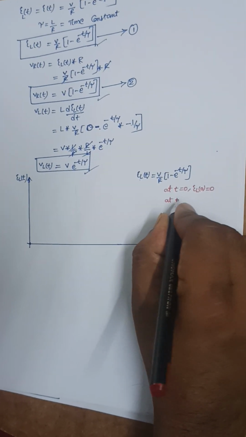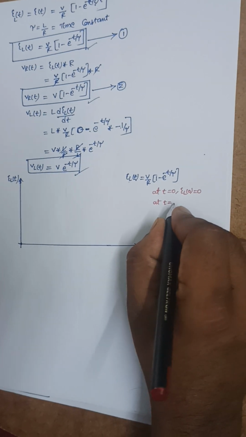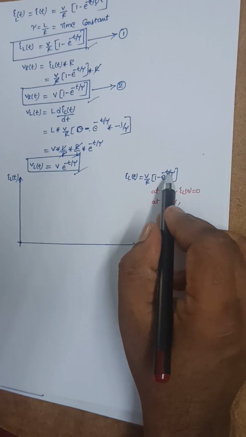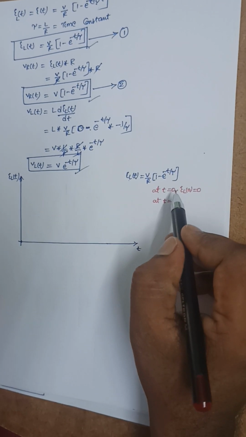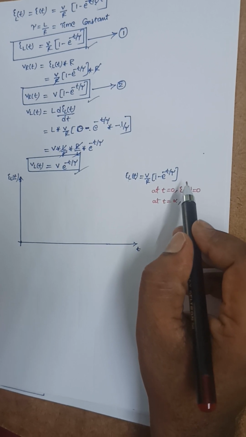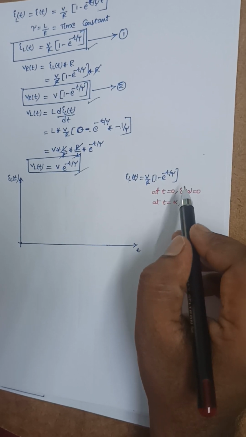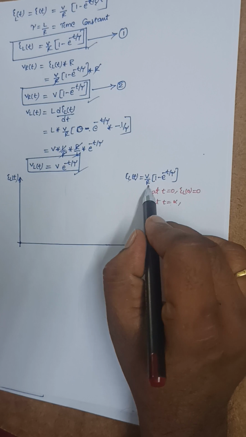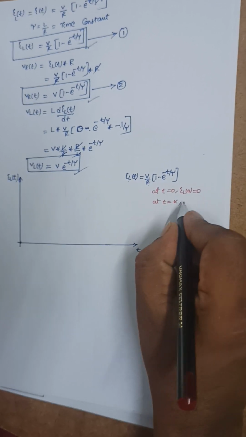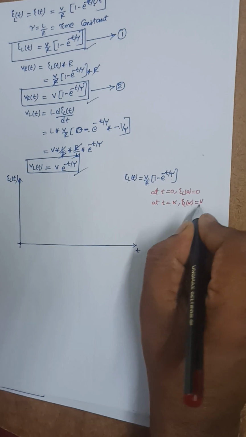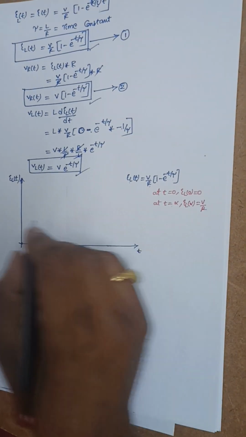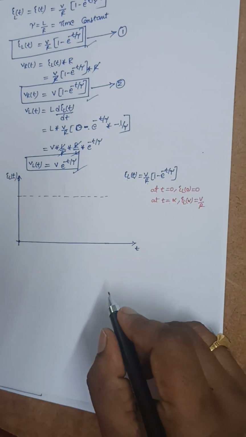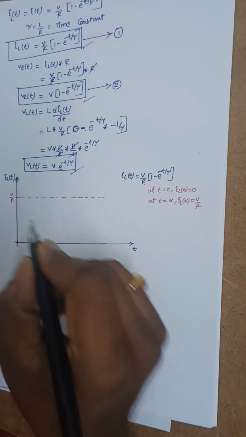Now at t is equal to infinity, what is the value of e power minus infinity? It is 1 by e power infinity. 1 by e power infinity is nothing but 1 by infinity, which is nothing but 0. So the total value will be 0 here for t is equal to infinity. So it is V by R into 1 minus 0, which is V by R. So IL of infinity is V by R. So this is the initial value and this is the final value. Let us take that final value as V by R.